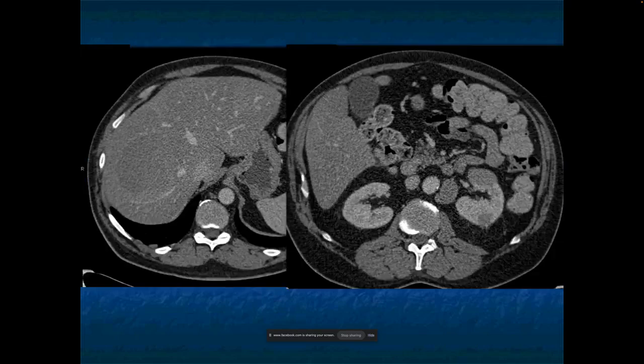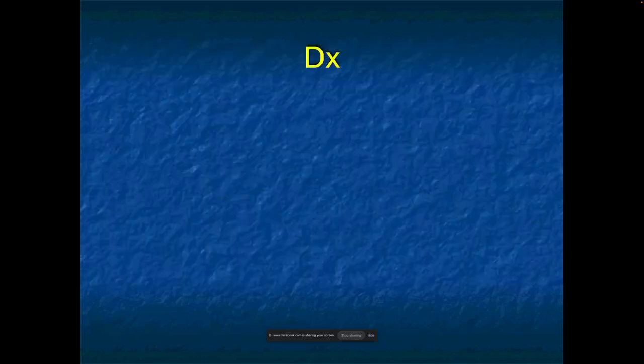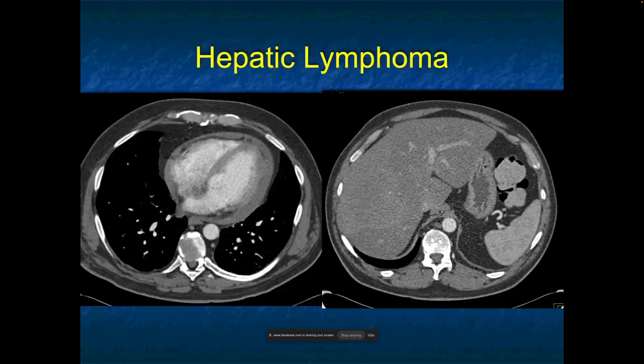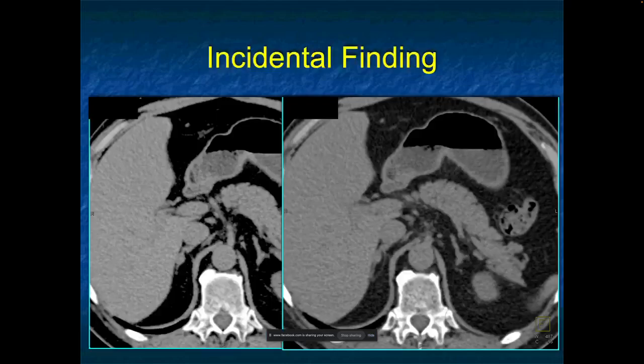But at the end of the day, this was a case of primary lymphoma in the liver with renal involvement and adenopathy. Lymphoma of the liver is a challenging diagnosis because it's often infiltrating, looks like fatty infiltration, but it's important to think about. Incidental findings, small right adrenal lesion.